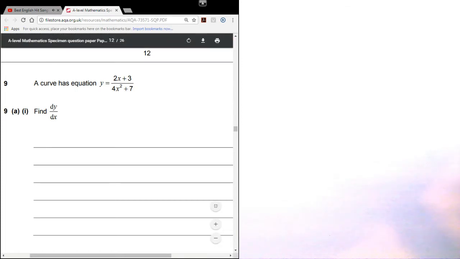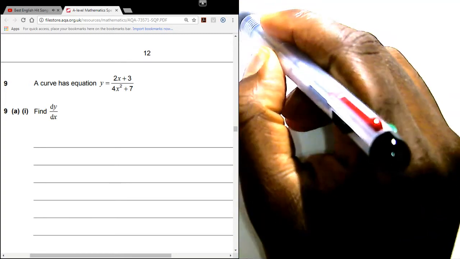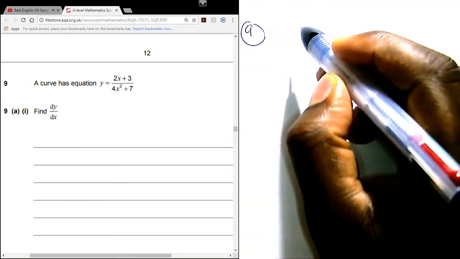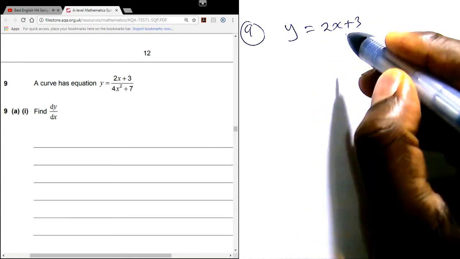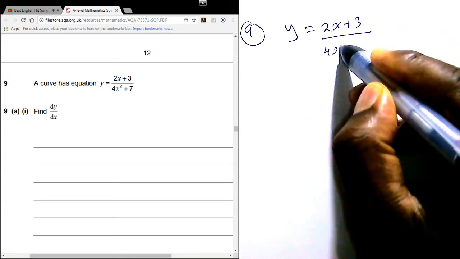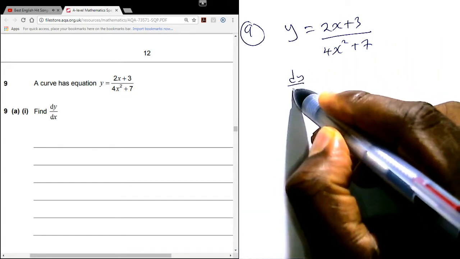Right, so as you can see on the screen, the question there is a fractional algebra one, and it's about dy dx. So here we go, question 9, and it says y equals 2x plus 3 over 4x squared plus 7. Find dy dx.